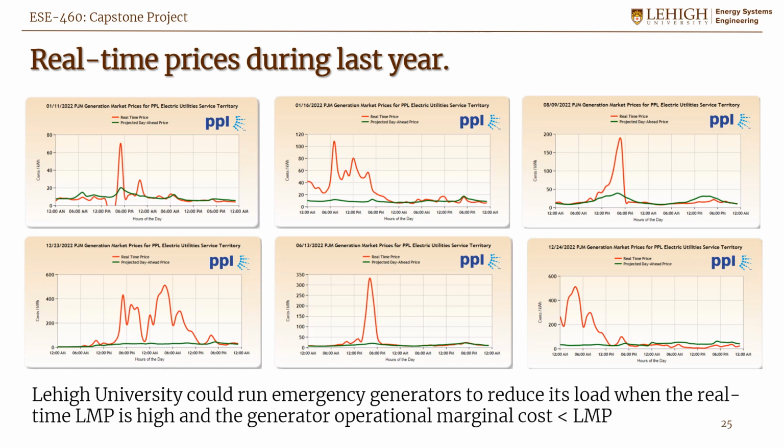These trends show the variation in the real-time prices along the year. The red trend is for the real-time prices, and the green line is for the day-ahead market prices. The red spikes in prices show the potential revenue from participation in the market by running the emergency generators. During those periods, the university could gain revenue from the load reduction.